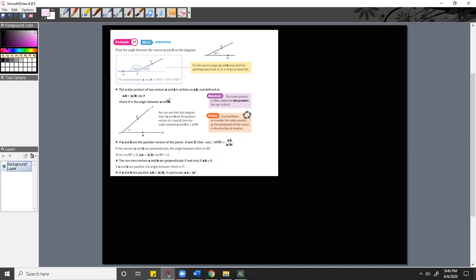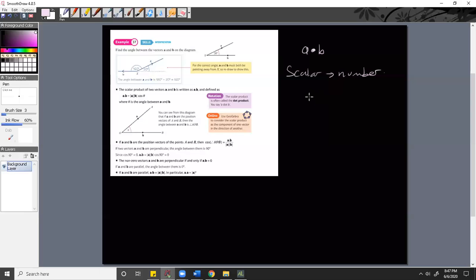So the scalar product of two vectors A and B is written as A dot B, sometimes called the dot product for that reason. It's called the scalar product, and basically a scalar quantity, remember, is just a number. It's not a vector, it's just a number. So when we find the dot product here, we're finding a number.